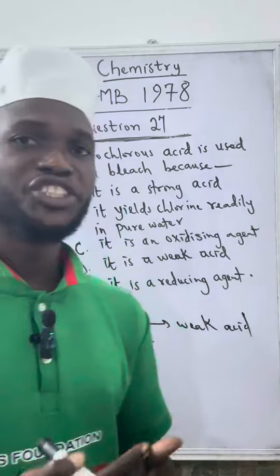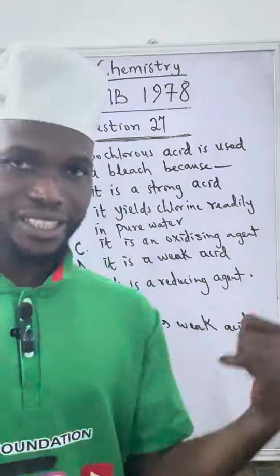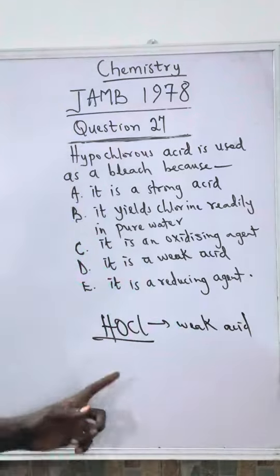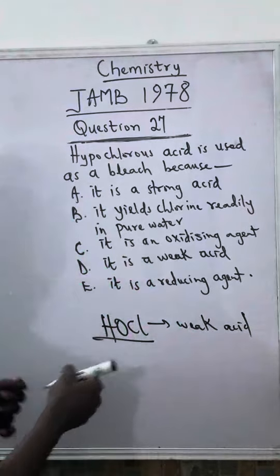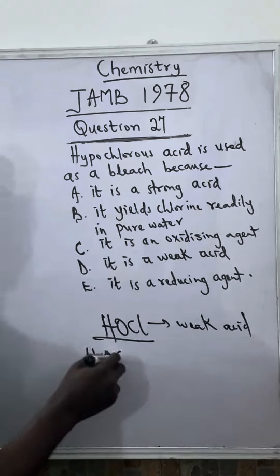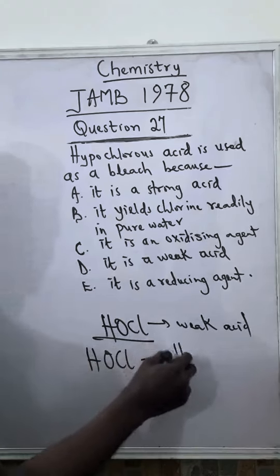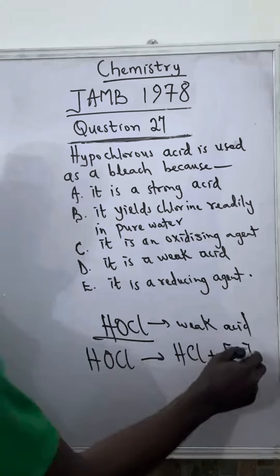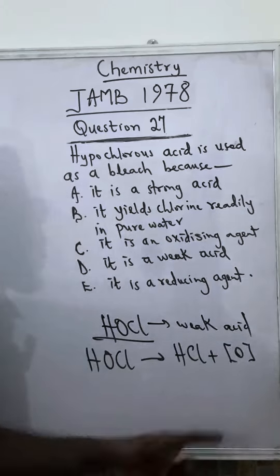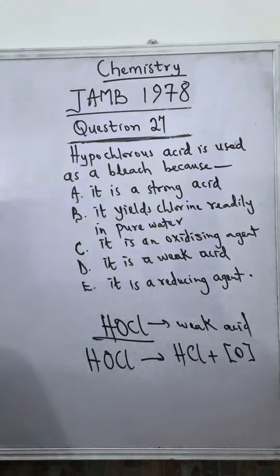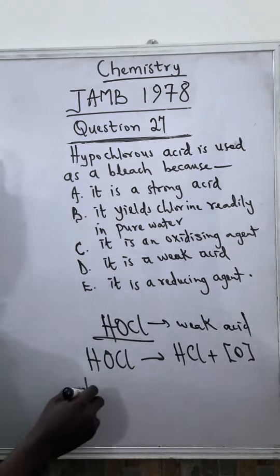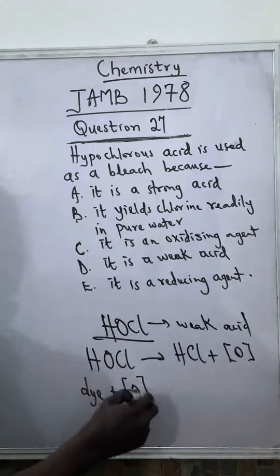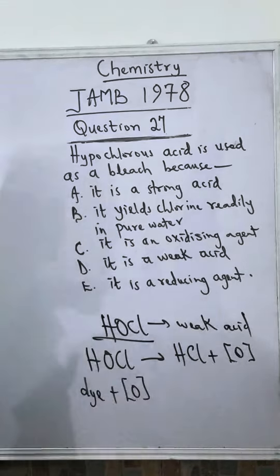Most of our liquid bleach that we use nowadays contains this substance, because of its bleaching ability. What this substance does is that it first of all releases what we call nascent oxygen. It will break down to HCl plus nascent oxygen. This oxygen is the oxidizing agent inside it. From there, the nascent oxygen will combine with the dye. Dye is always a colorful substance.